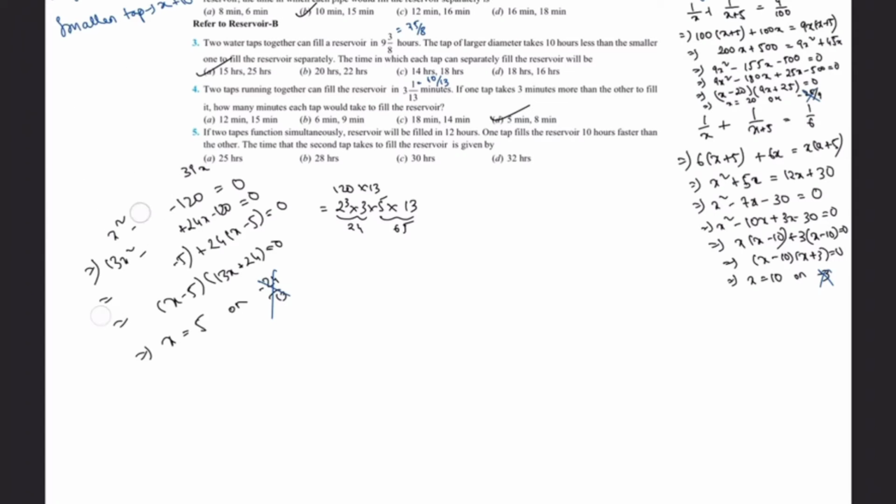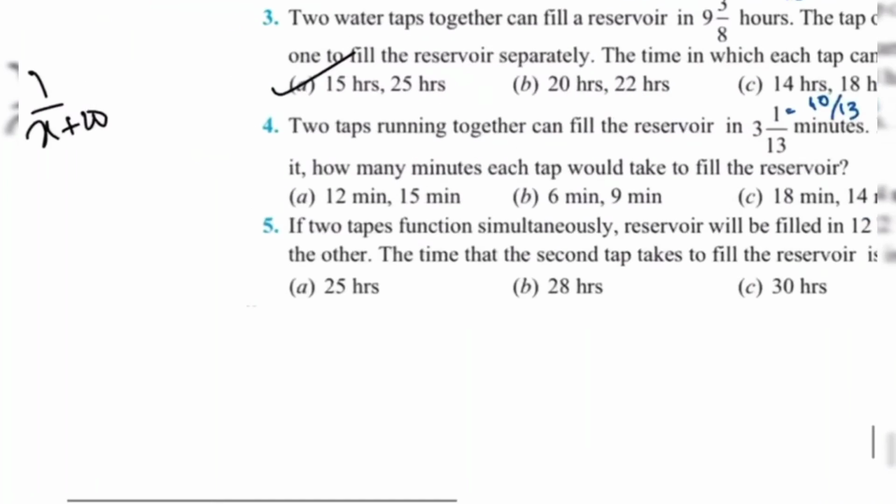Do we have it somewhere? Yes, we do. Okay. Again, the hours thing. So 12 hours now. One tap is 10 hours faster than the other. So our new equation becomes, let's see, we'll write it here again. So a new equation is 1 by x plus 1 by x plus 10.